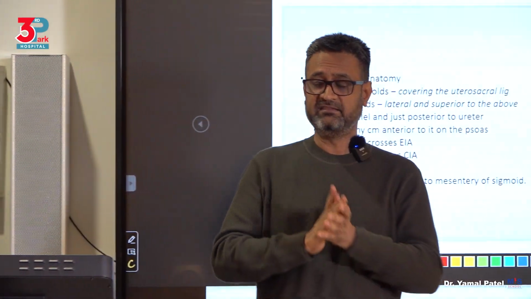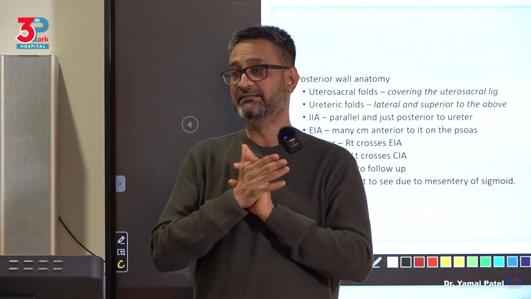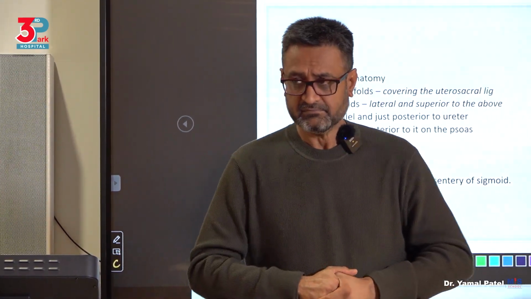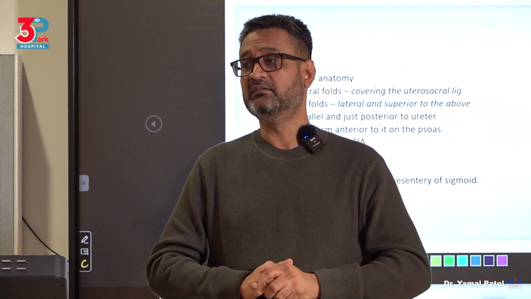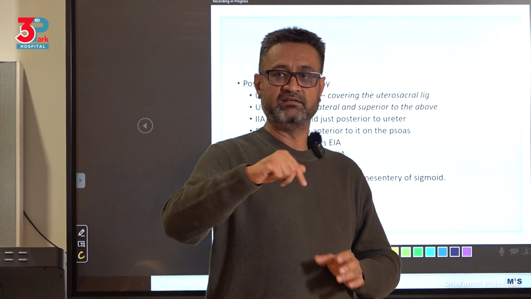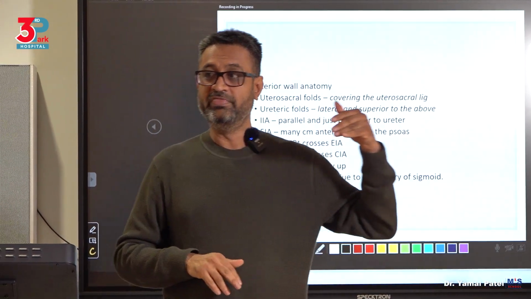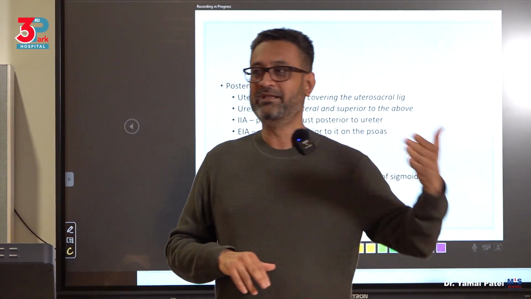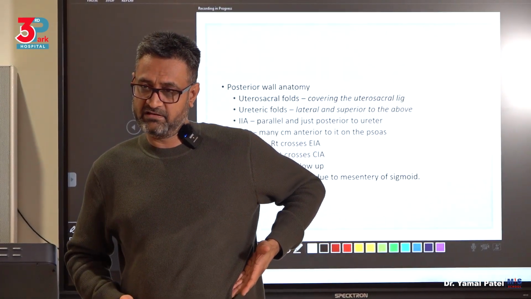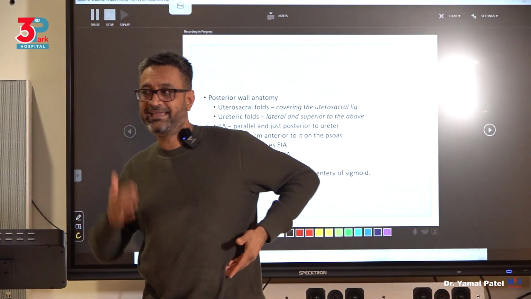Now, one important difference between the right and the left is that the ureter on the right crosses over the external iliac artery to enter the pelvis. On the left, it crosses over the common iliac. So it's a bit higher than this. You've understood? So that's important again anatomically.